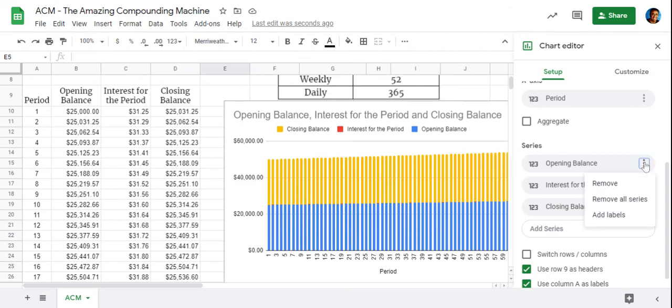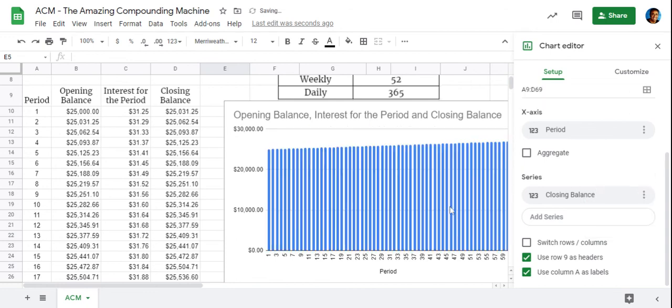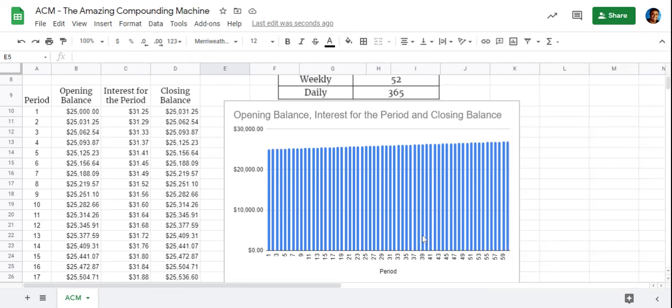I'm going to click on this little dots and remove the opening balance. Okay, and then I'm also going to remove the interest for the period. So the only thing I have in my graph is the closing balance. And I can see how this is growing. I'm going to close this. And this is my graph for all these periods of how much money I have. And actually, I can hover over the values. And after period 43, it gives me the balance, etc.